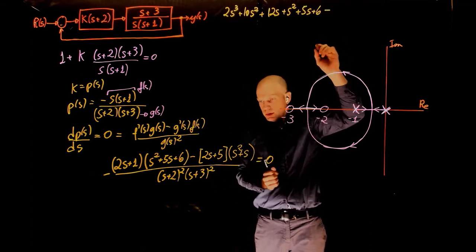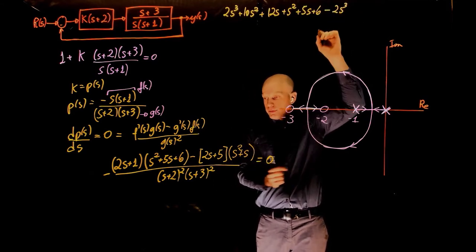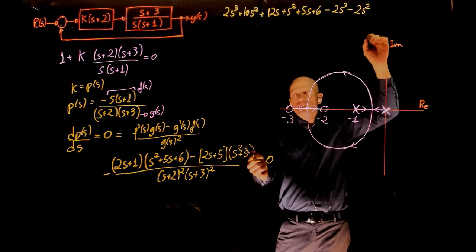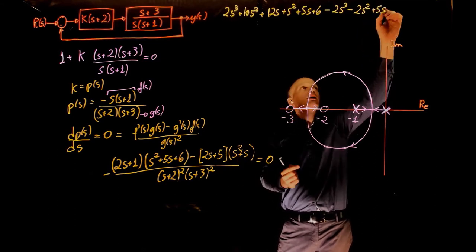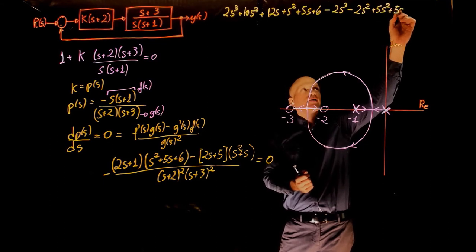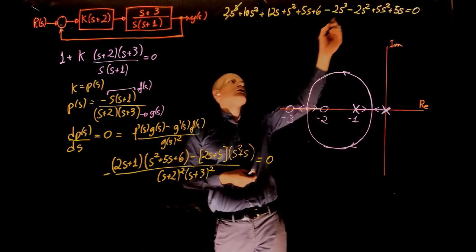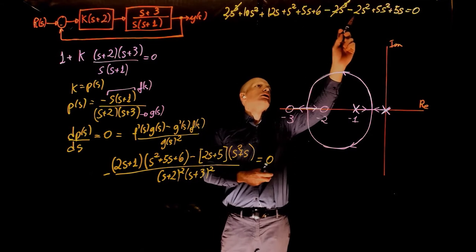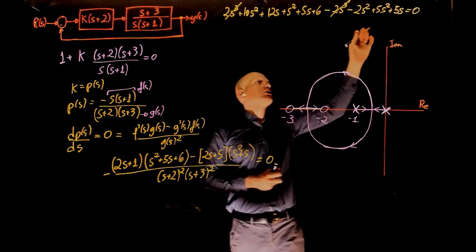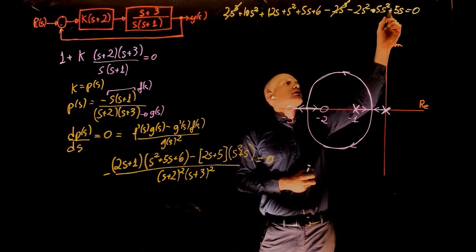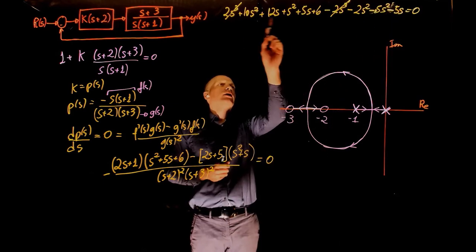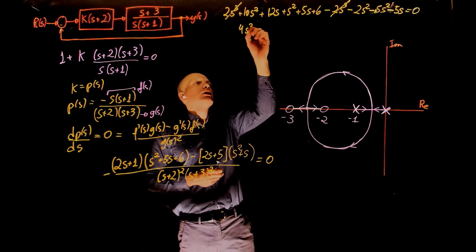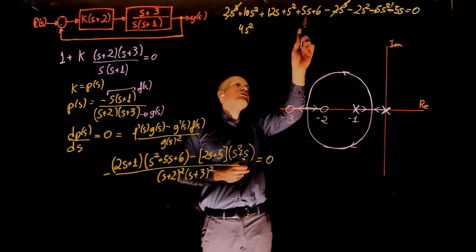and minus 2s to the power of 3 minus 2s squared plus 5s squared plus 5s equals to 0. This 2s squared and this 2s squared will cancel out. Here we have 11s squared minus 2s squared. This should have been negative here. Negative 5s and negative 5s squared. So here we have 11s squared minus 7s squared. That is 4s squared. Here we have 12, 17.